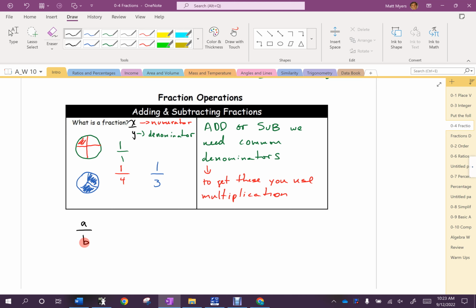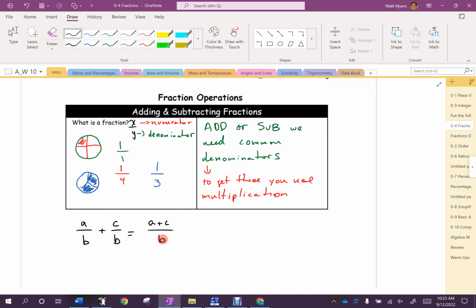Agreed? Okay. What if I add C over B? Are those the same denominators? Because when you use the same letter, you have the same number. So how would I do that? That is A plus C over B. And you all know that already. Right? Easy peasy lemon squeezy.